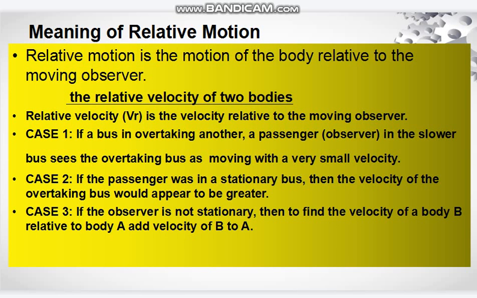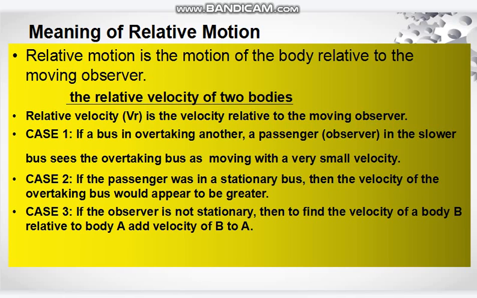Now, the meaning of relative motion. Relative motion is the motion of a body relative to the moving observer. So if the observer is moving and you observe the motion of the other body, we can directly say that that's relative motion. Now the relative velocity of two bodies, we'll talk about that as relating to relative motion.